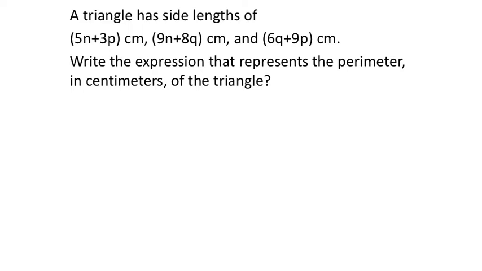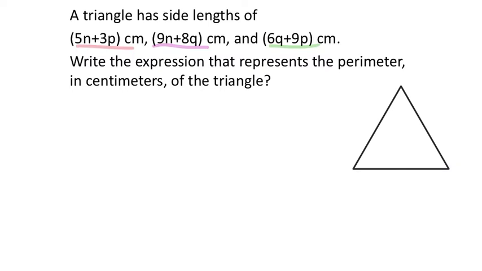For this one, I'm going to take a triangle. Let's go and draw that over here. Okay, and then I have 3 side lengths, which I should have. Okay, and so I got this one I'll put in red, 5n plus 3p. The next one, color coding is purple, 9n plus 8q. And then the green one, 6q plus 9p.